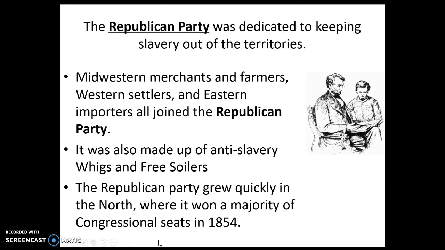So Midwestern merchants and farmers, Western settlers, and Eastern importers all joined this Republican Party, again made up of anti-slavery Whigs and Free Soilers, and it grows quickly in the North and would win a majority of congressional seats in 1854 from the North.